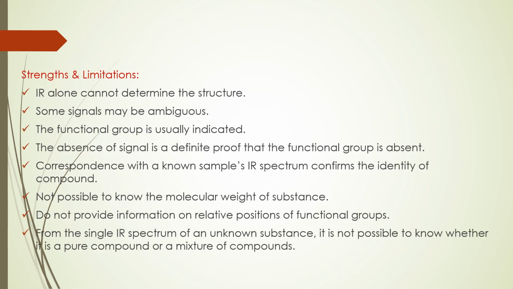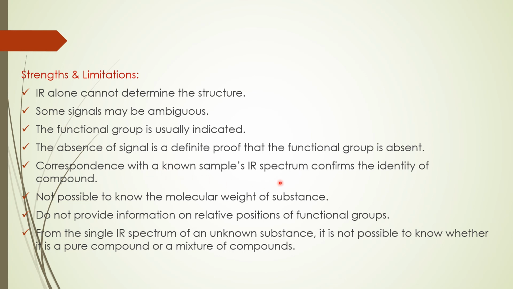But still there are some strengths and limitations. IR alone cannot determine the structure of a compound. This is a major limitation. It can give the functional group of a compound. Some signals may be ambiguous. The functional group is usually indicated. The absence of a signal is definite proof that the functional group is absent. This is a strong strength of the IR spectrum.